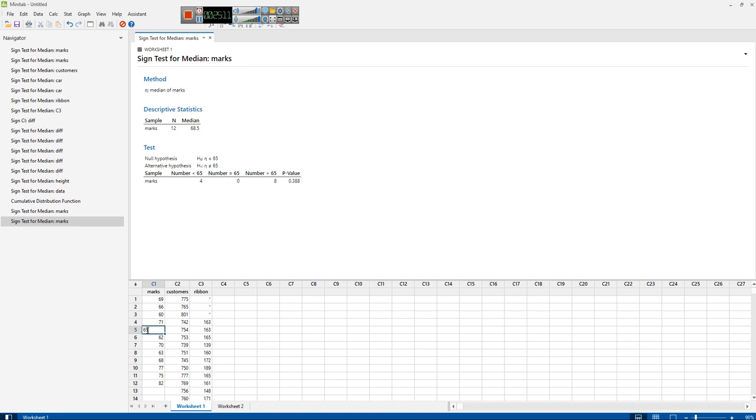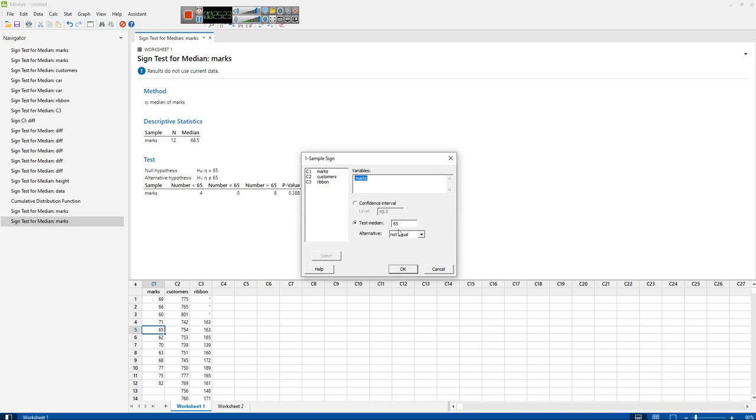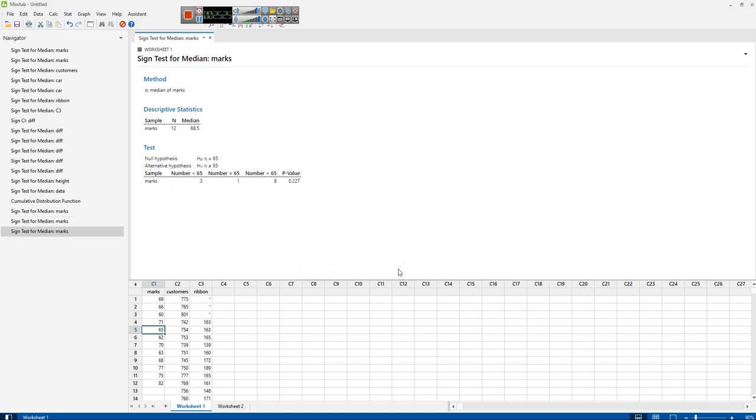Now the number of negative signs will reduce by 1, right? So now here I will calculate: Stat, Non-parametric test, One-sample sign test, Marks. Everything is okay. Now you can see here the p-value has changed to 0.227. In a similar way you can conclude that again the lecturer's claim is okay.